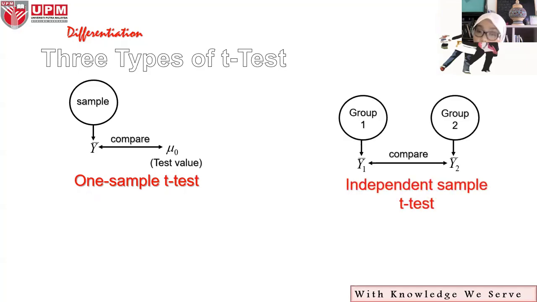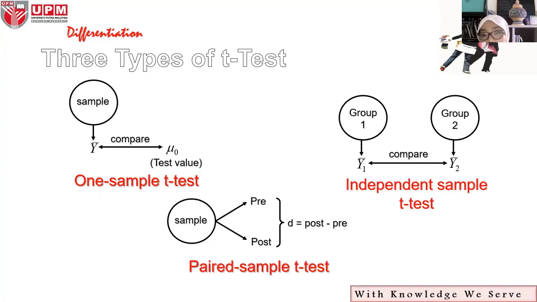Next is the independent sample t-test. For the independent sample t-test, we have two groups and we compare the data between the two groups. Then the next one, the paired sample t-test. For the paired sample t-test, we use the same sample for pre and post. For example, we conduct a training, and we collect the data before the training. Then after the training, we give the questionnaire again. After that, we compare the results. That is the paired sample t-test.